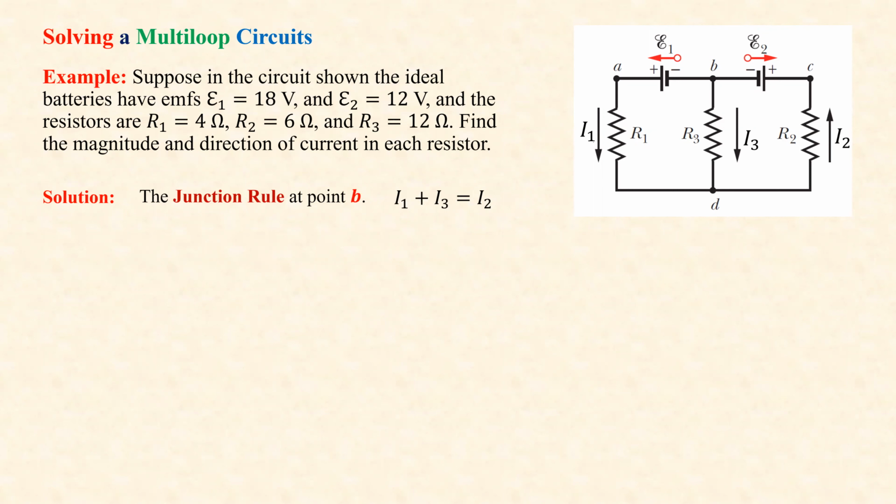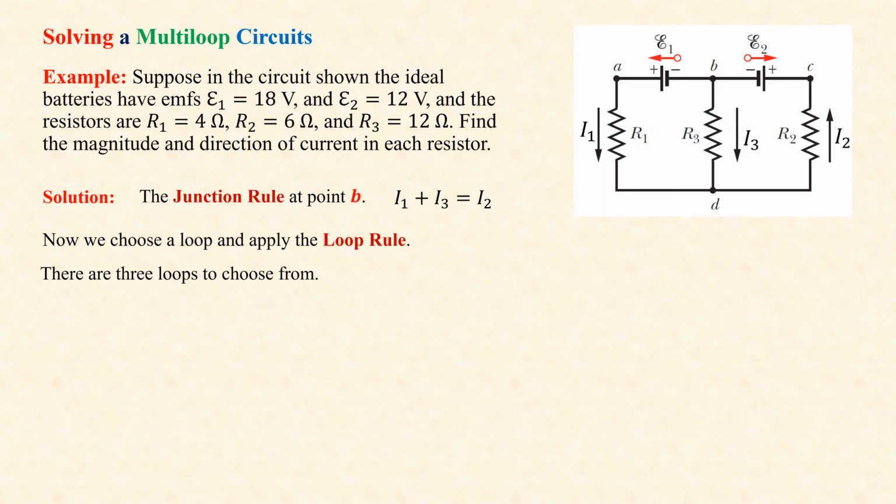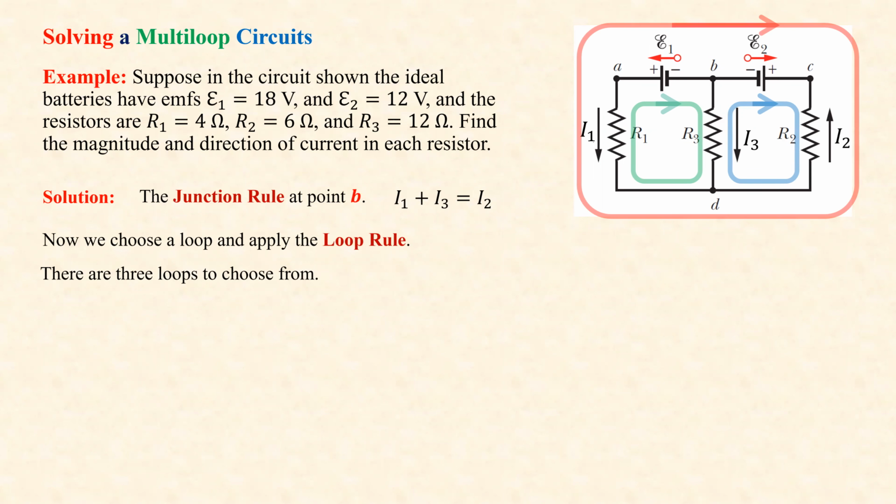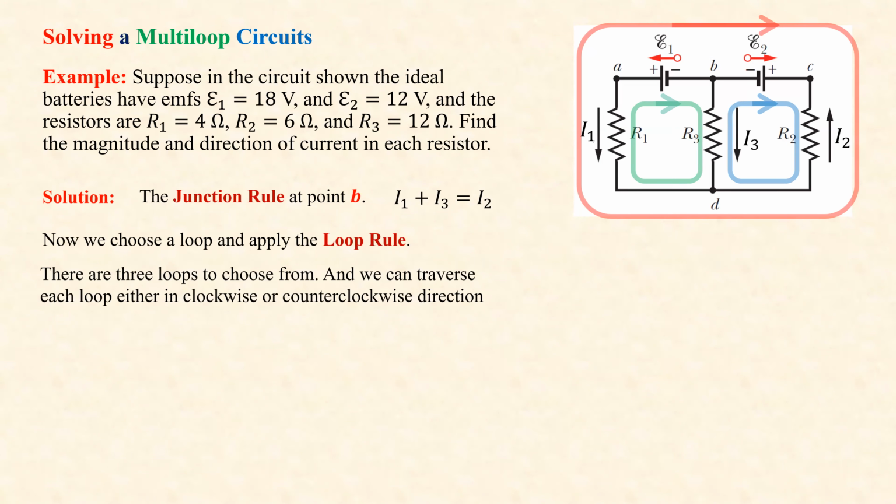And now we're going to use the loop rule. We have three currents, we need three equations. Now we choose a loop to apply the loop rule. Which loop do you choose? There are three loops to choose from. This is one loop, this is another loop, and this is another loop, the large loop outside. And we can traverse each loop either in clockwise or counterclockwise direction. It doesn't really matter. Here, all of them are shown in clockwise direction, but it can be in counterclockwise direction.